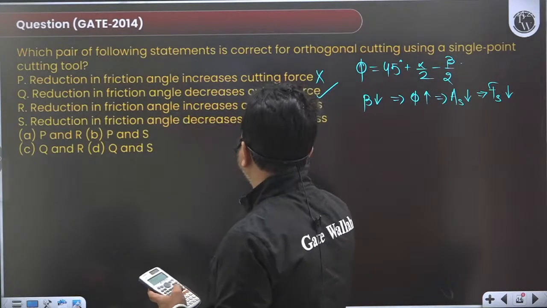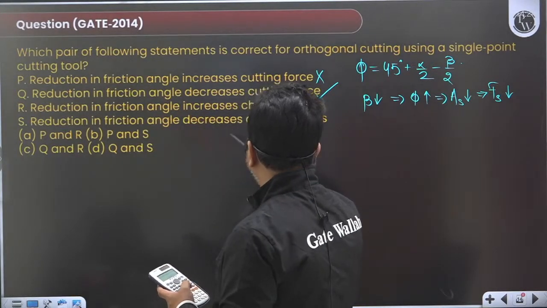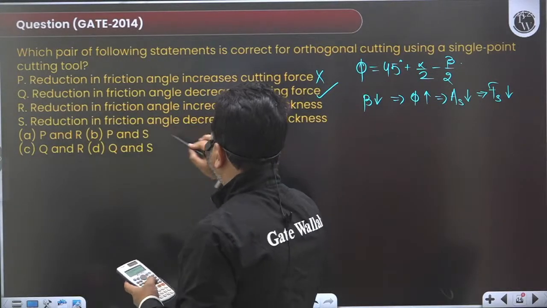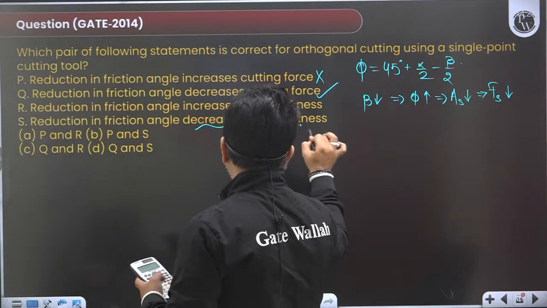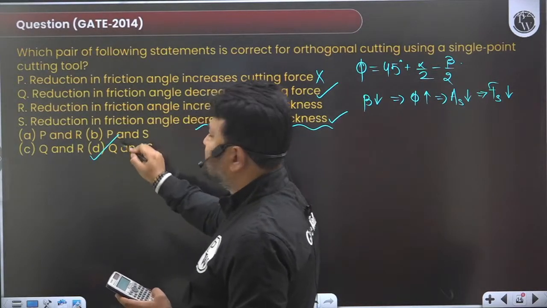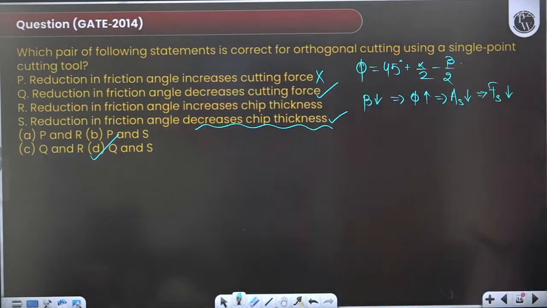Reduction in friction angle, increase in chip thickness? No. If you reduce the friction angle and phi increases, then the chip thickness decreases. So Q and S, that is option D. That is option D.